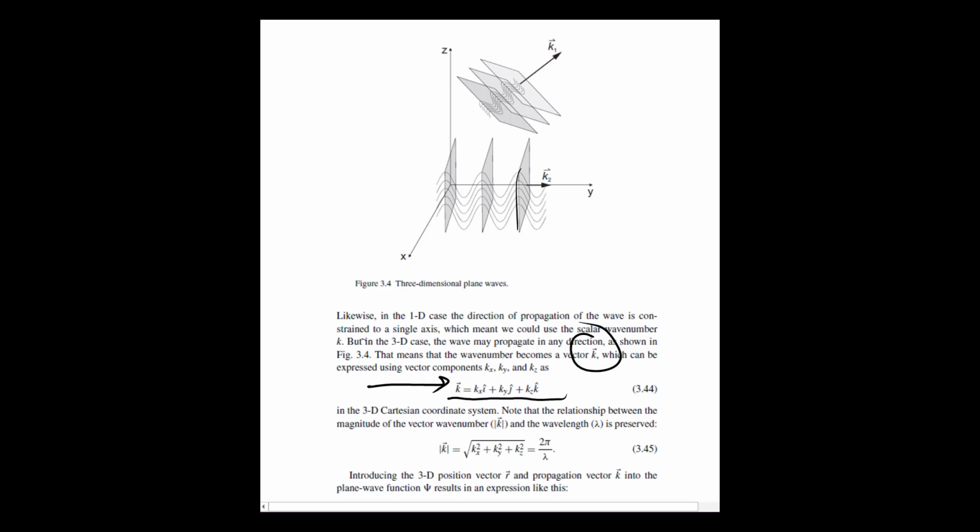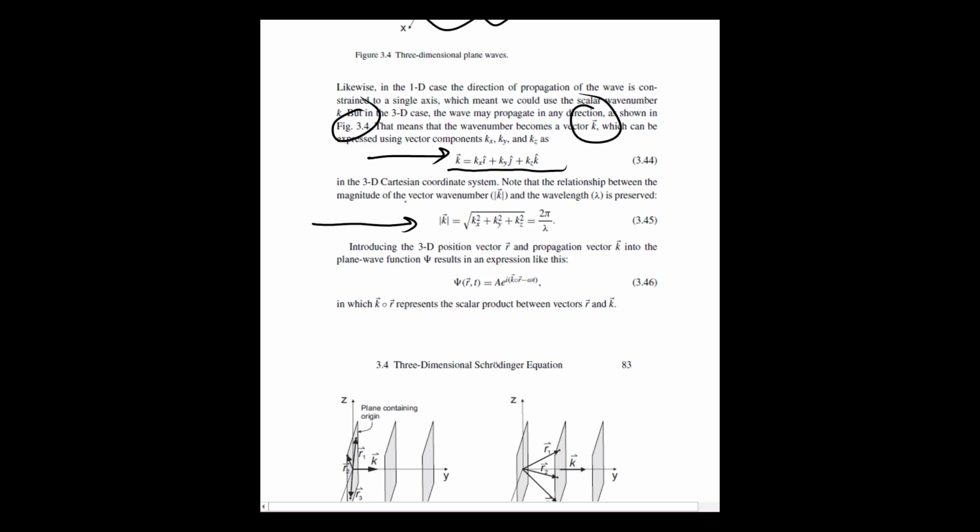You can see what that looks like in this figure, in which this is a plane wave propagating along the y-axis, but this is a plane wave propagating in a general direction. The magnitude of that wave number is just given by the square root of the squares of the components, and that still equals 2 pi over lambda, exactly as we said in the one-dimensional case.